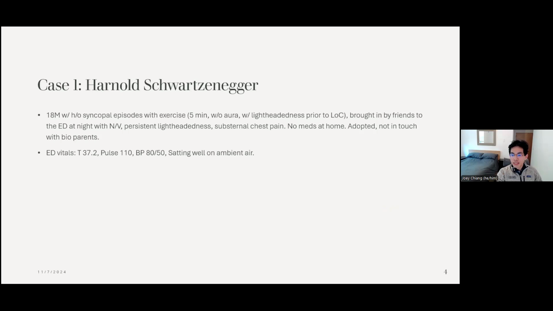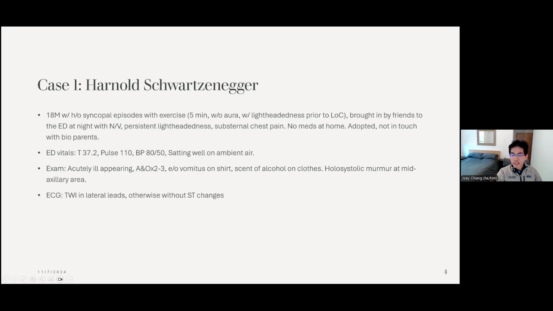In the ED, his vitals are notable for a pulse of 110, BP of 80 over 50, sitting well on ambient air. He doesn't look so great. He has some evidence of vomit on his shirt, scent of alcohol on his clothes. He has a holosystolic murmur at his mid-axillary area.